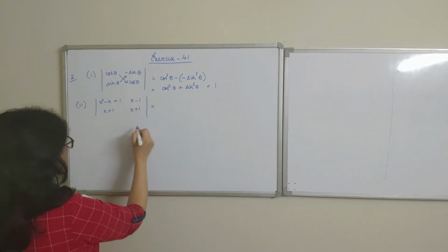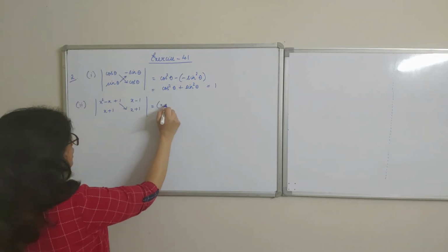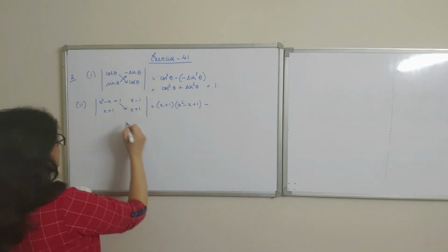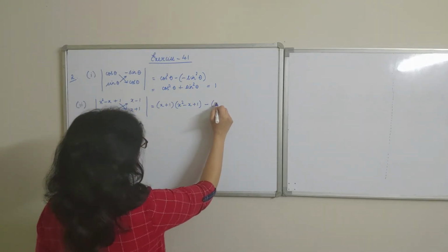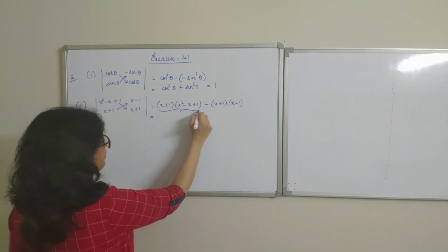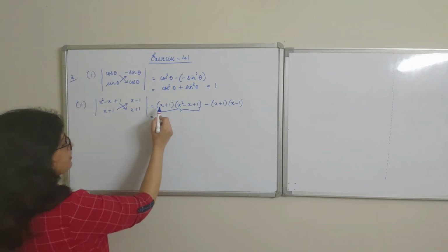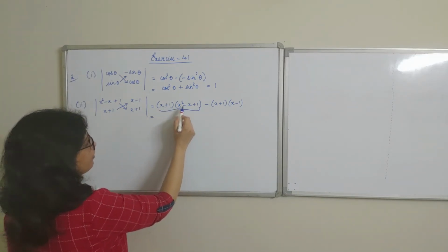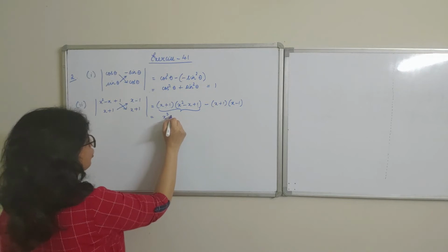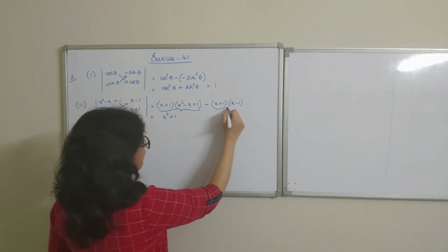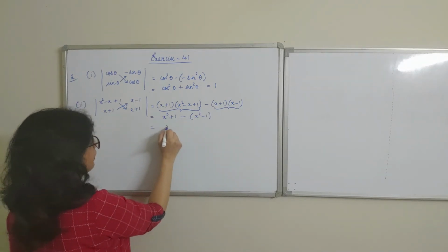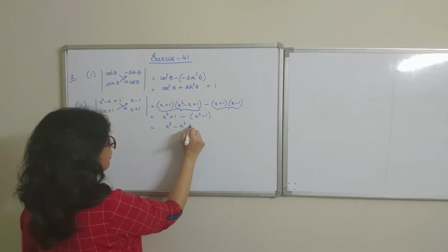Now here again, let us multiply the diagonal elements first. x plus 1 multiplied by x square minus x plus 1, minus the product of off diagonal elements, x plus 1, x minus 1. So here, if you remember this identity, directly use the identity. It is like x plus y into x square minus xy plus y square. So this identity gives x cube plus 1. Here again, the identity gives x square minus 1. Simplifying, x cube minus x square plus 2.